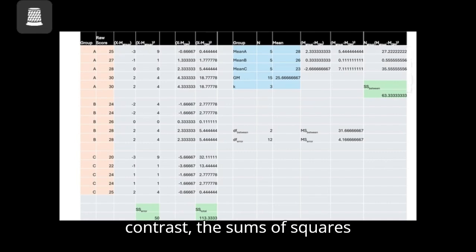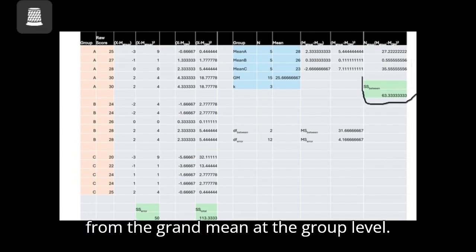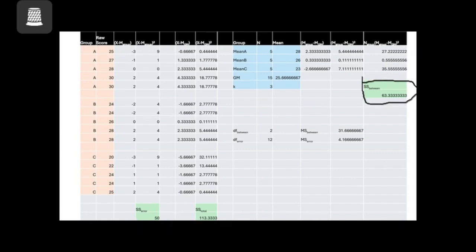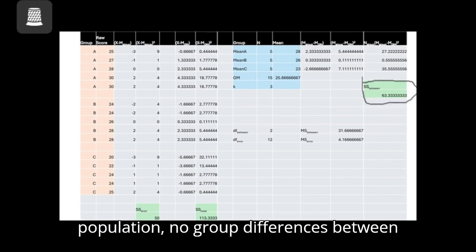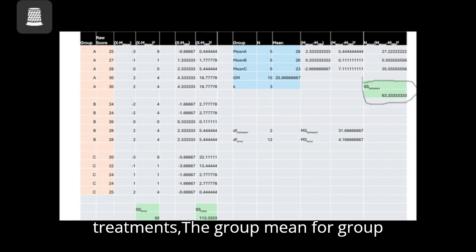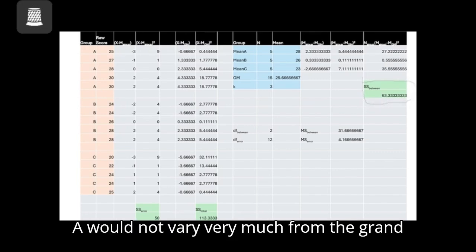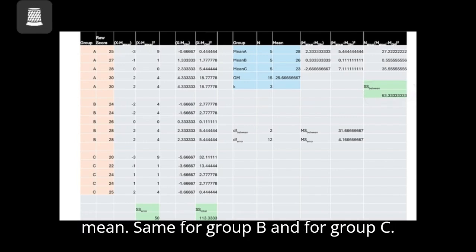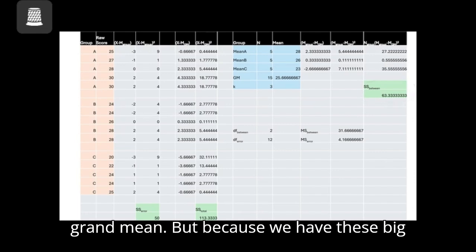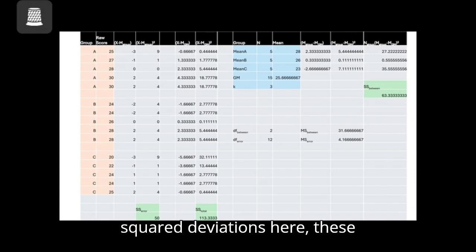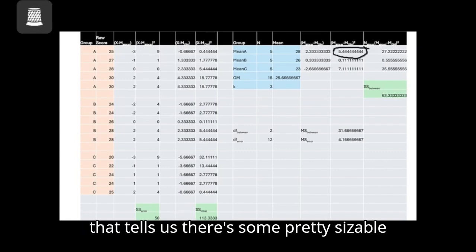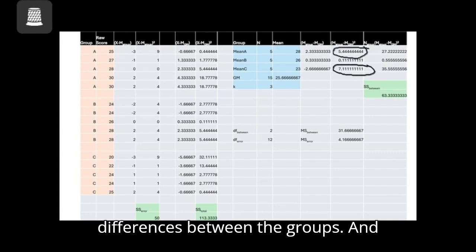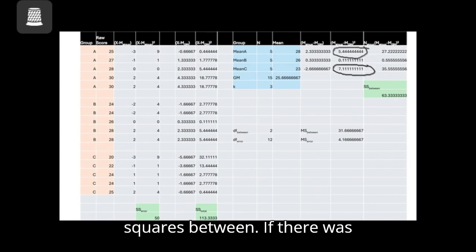In contrast, the sums of squares between is going to focus on how each group differed from the grand mean at the group level. If all of the groups were from the same population, with no group differences between treatments, the group mean for group A would not vary very much from the grand mean. Same for group B and for group C. They would all be pretty close to that grand mean. But because we have these comparably big squared deviations here, that tells us there are some pretty sizable differences between the groups. And that's what we're seeing in this sum of squares between.